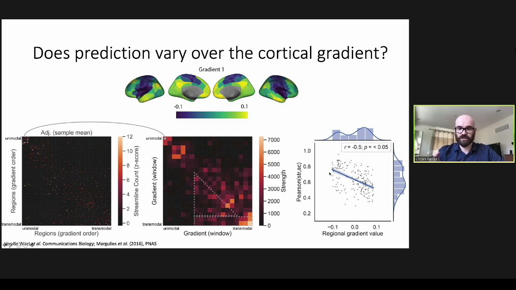suggesting that strength and average control are almost redundant measures of individual differences. However, as we move up the gradient towards the transmodal end, this correlation drops down to about 0.5, suggesting that while strength and average control are still highly correlated, they're no longer as redundant at the transmodal end of the cortex, and they have some unique variance, if you like.